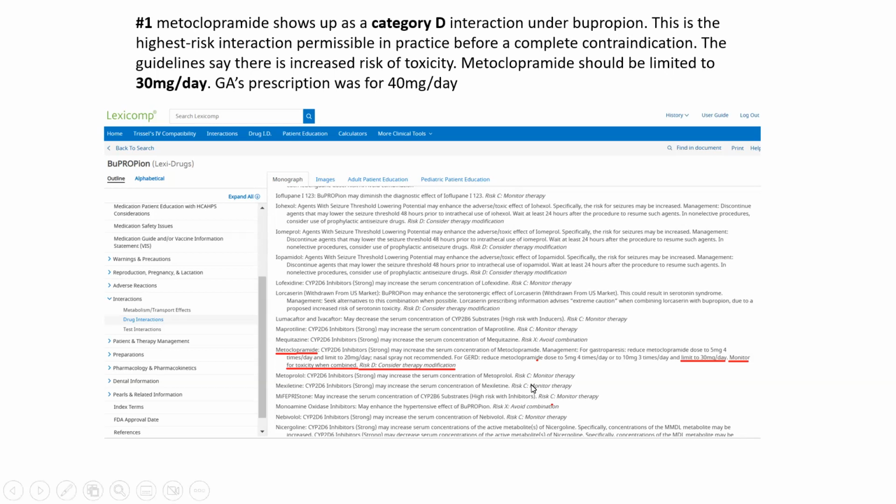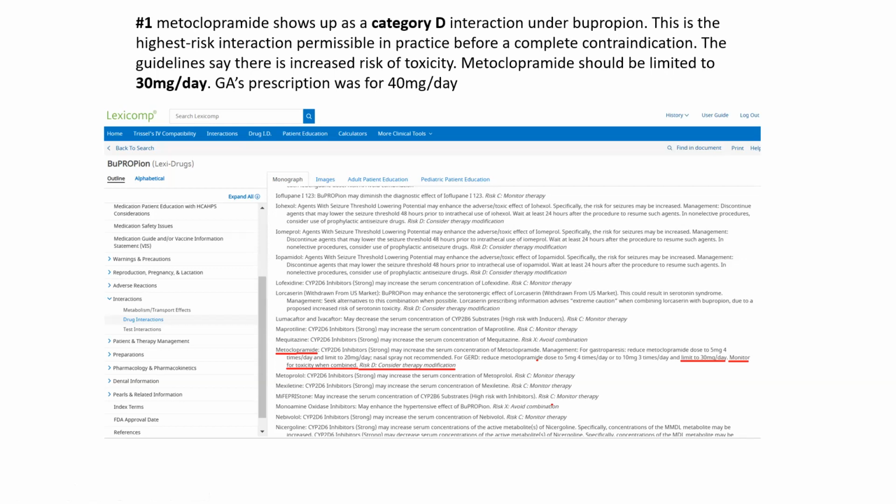And it shows up here that bupropion is a strong CYP2D6 inhibitor, and it will significantly elevate levels of metoclopramide. It is actually not recommended. However, if you have to use it, up to 30 milligrams per day. GA script was for 40 milligrams per day. And again, risk D means consider modification, meaning it's really not preferred to use this. If you absolutely have to, monitor very closely, but it's really preferred to do something else.